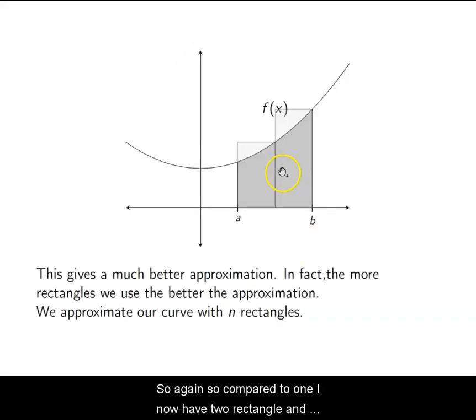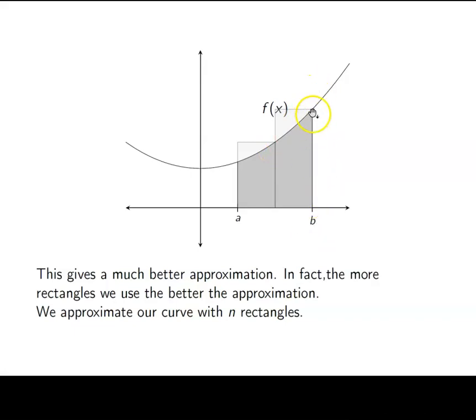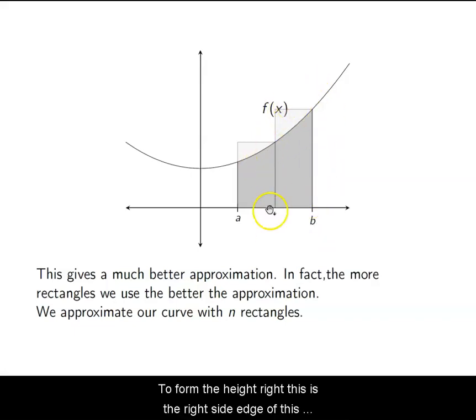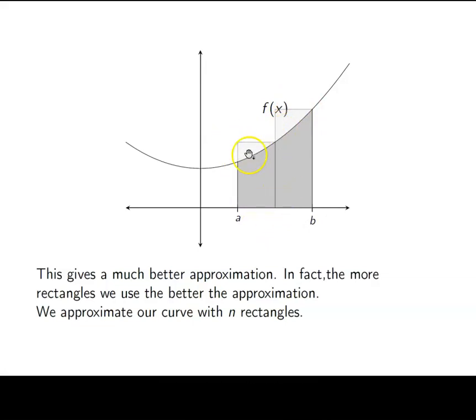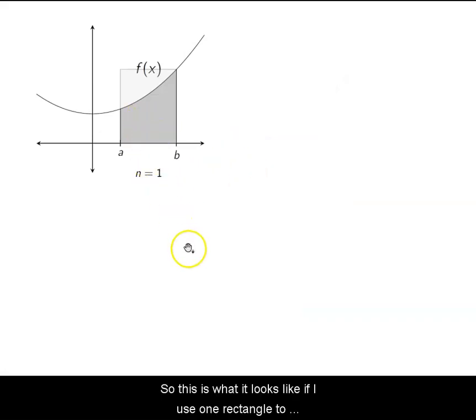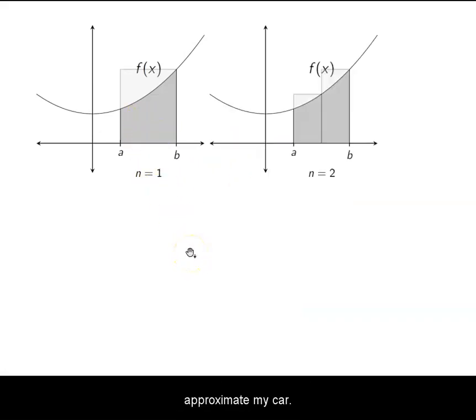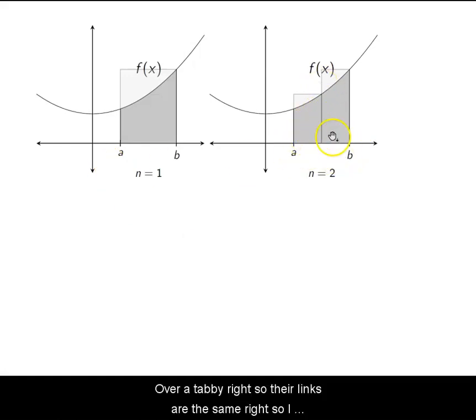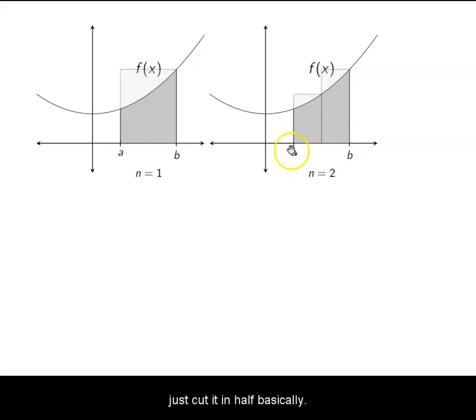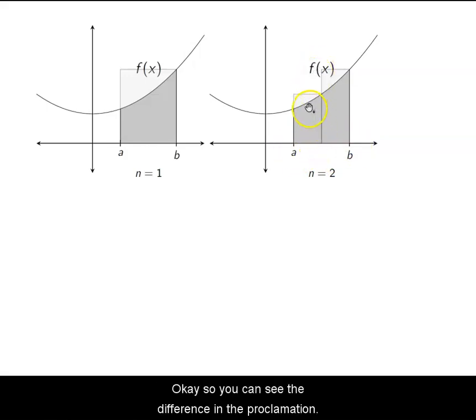Okay, so again, compared to one, I now have two rectangles. And again, notice that both of my rectangles are using the right side edge to form the height, right? This is the right side edge of this rectangle, right? Its right side edge is the height. So this is what it looks like if I use one rectangle to approximate my curve. If I use two rectangles over A to B, their lengths are the same, so I just cut it in half, basically. Okay, so you can see the difference in the approximation.